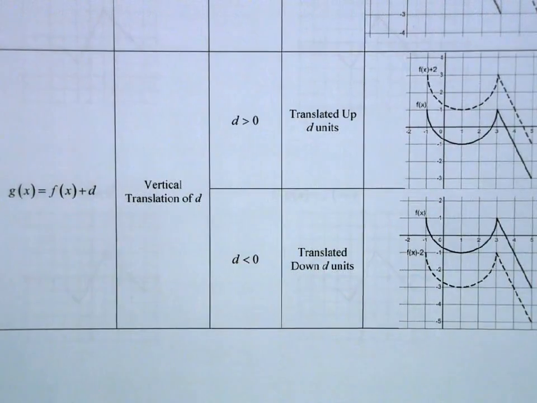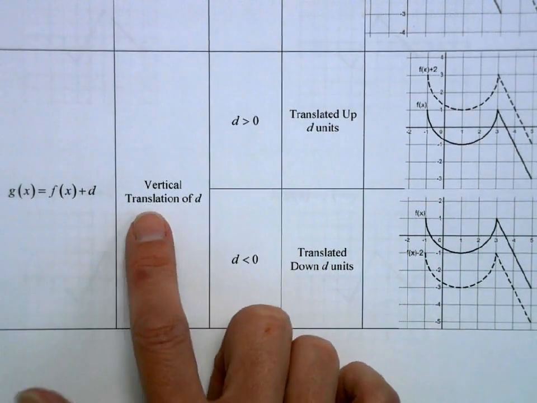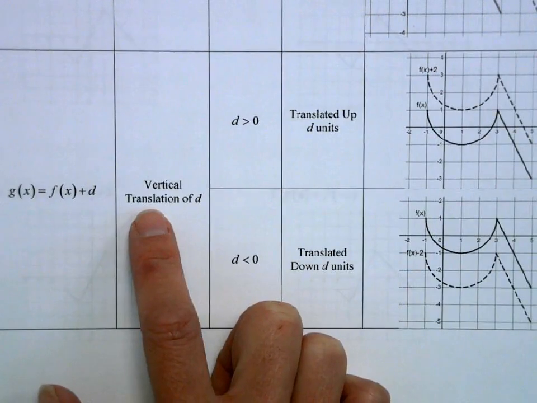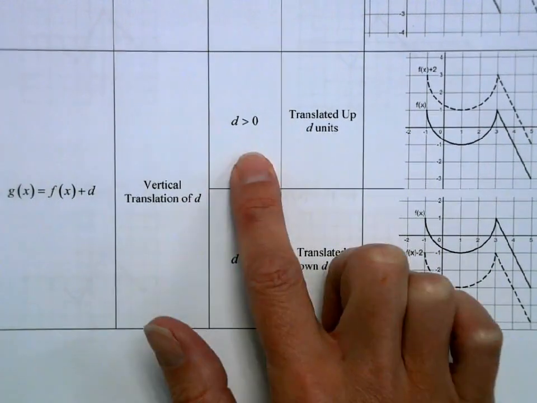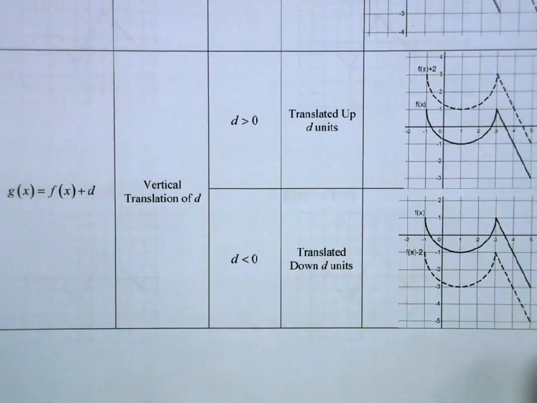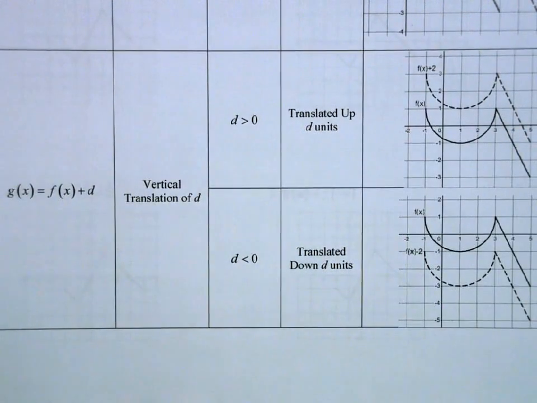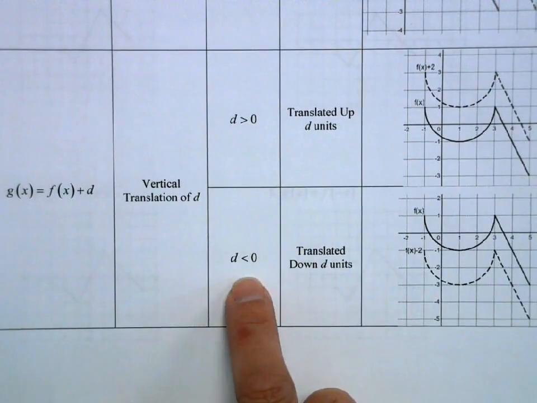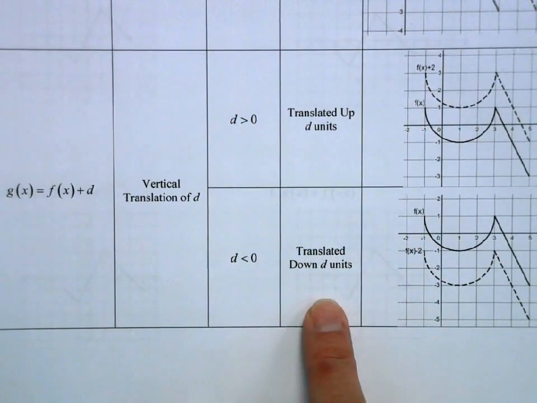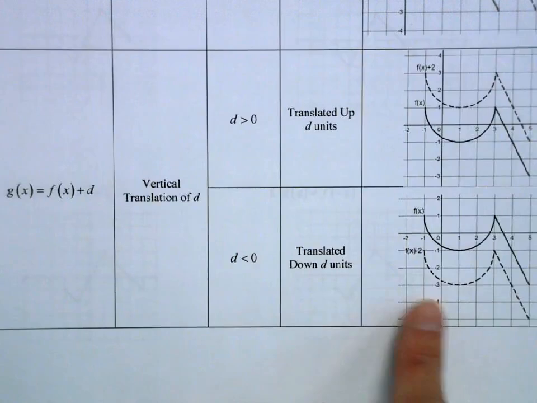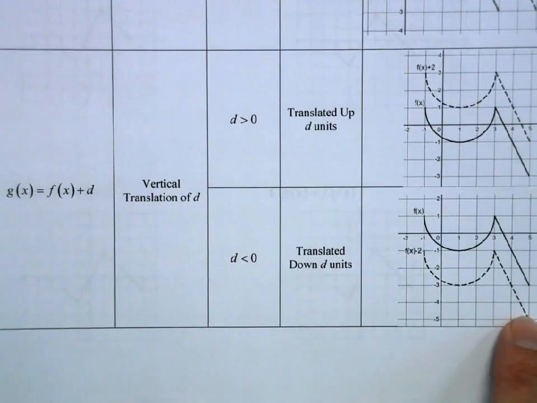If I add directly to the function, we're affecting the y values. So this is going to be described as a vertical translation of d. If d is greater than 0, we're going to go up 2 units. So I have my f of x and my f of x plus 2 after the parentheses moves up 2. If it's negative, it's going to go down 2. So here's my f of x. This is f of x minus 2.